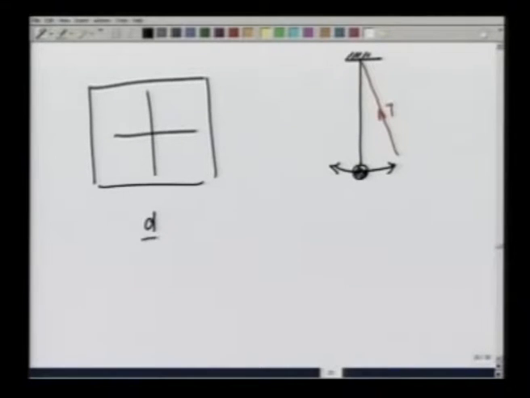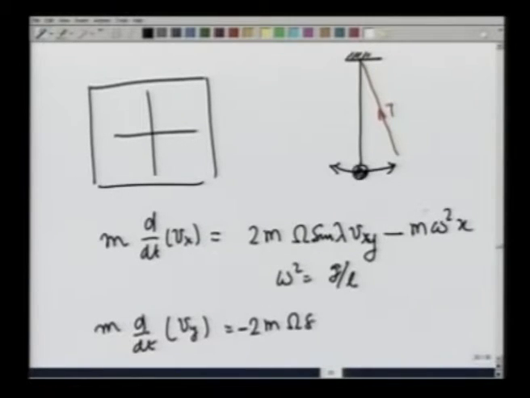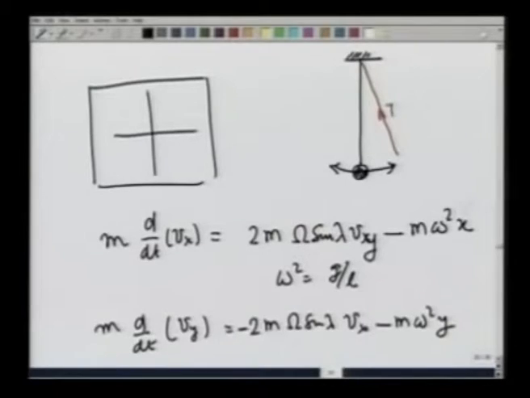So I am going to write d by dt of Vx. One term we have already seen is 2 m, or m, if I am considering force, then m has to be there, 2 m omega sine lambda Vy minus m omega square x, where omega square is nothing but g over L. And similarly, m d by dt of Vy is going to be minus 2 m omega sine lambda Vx minus m omega square y. So the pendulum is going to swing under the influence of these two forces, one the restoration force m omega square x, and the other the Coriolis force.